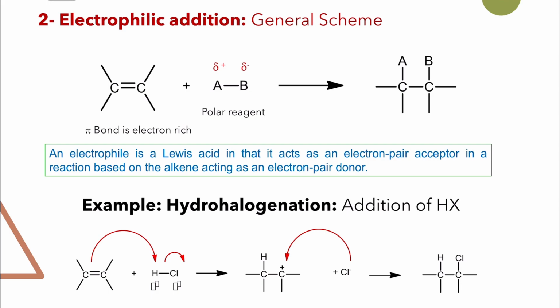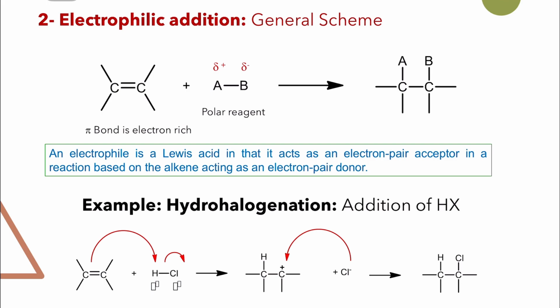These electrophiles are Lewis acids, and they act as electron pair acceptors in a reaction, with the alkene acting as the electron pair donor. The alkene itself, because it has a double bond, the pi bond, has electrons that are easily breakable, so they act as electron pair donors. And then we have an electrophile, which is electron deficient, so it acts as an electron pair acceptor.